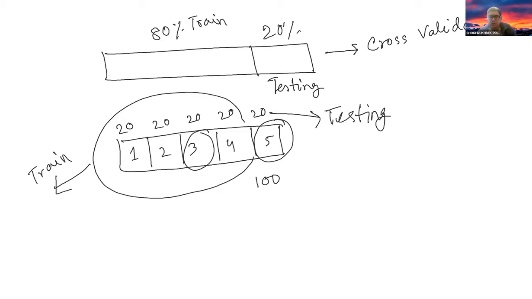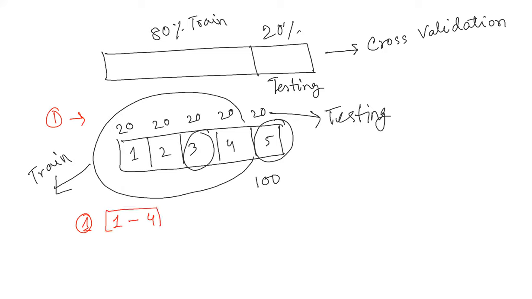Can we shuffle the data? Yes, we can shuffle the data, right? So suppose the first time we take 1 to 4 for training, and then 5 for testing. In the second phase, we can take 1, 2, 4, and 5 for training, and then take 3 for testing, right? I mean, 3 means this number 3 beam, okay?